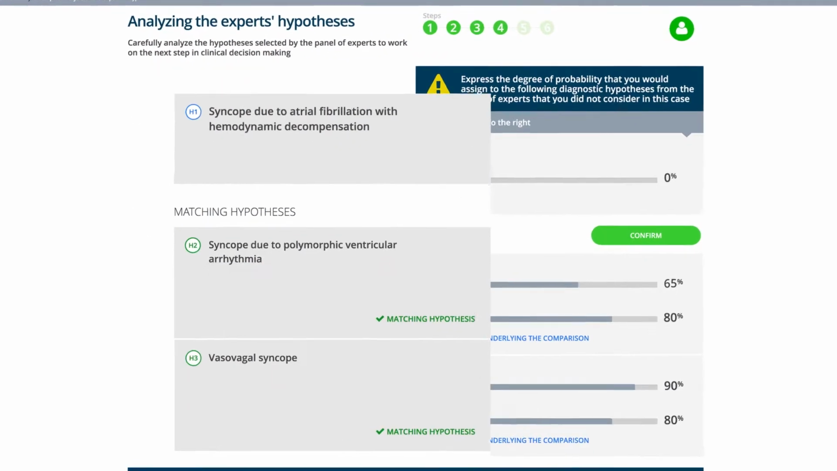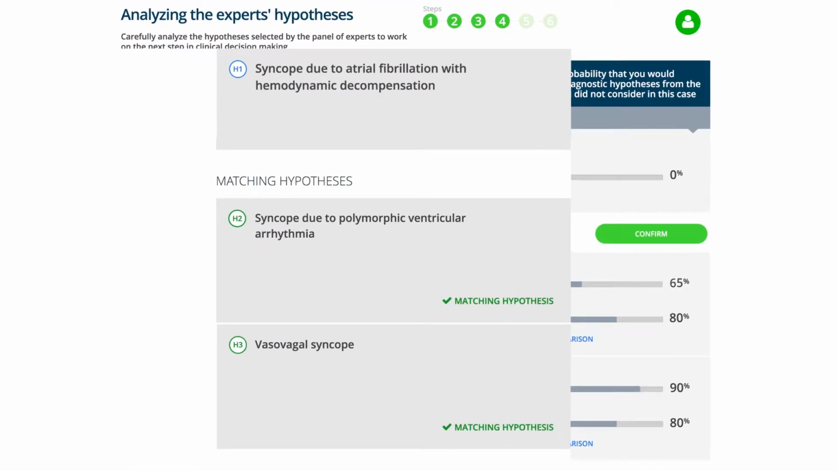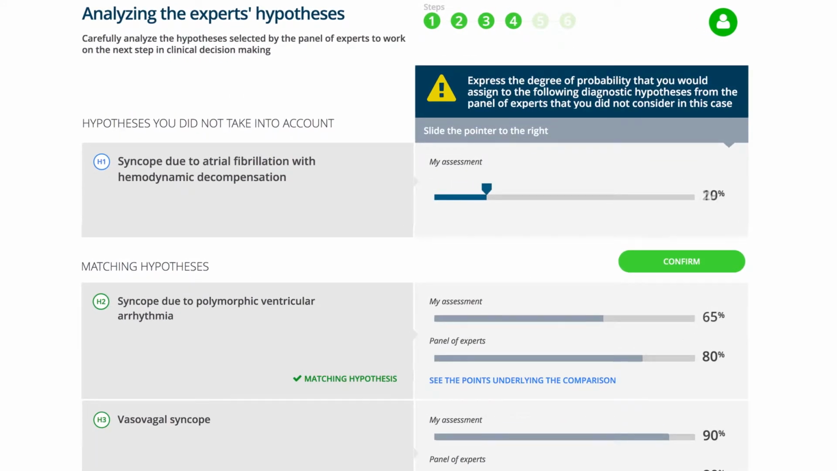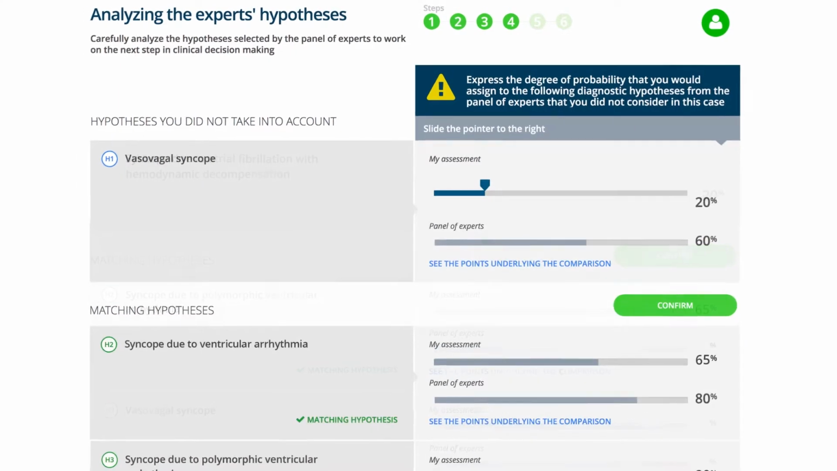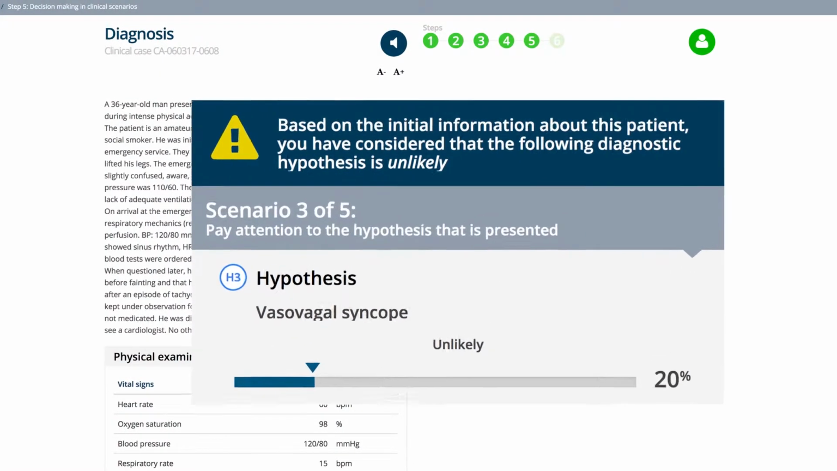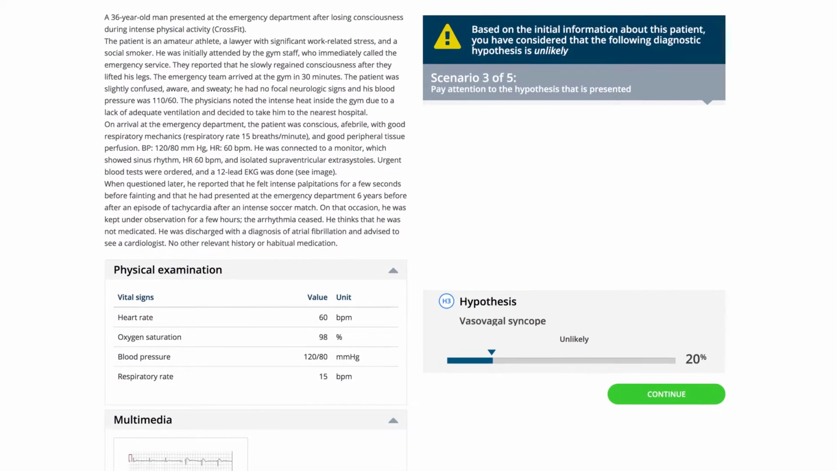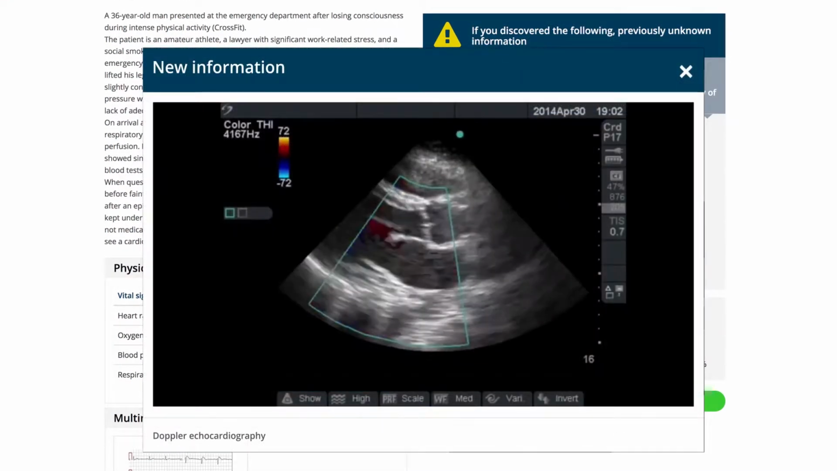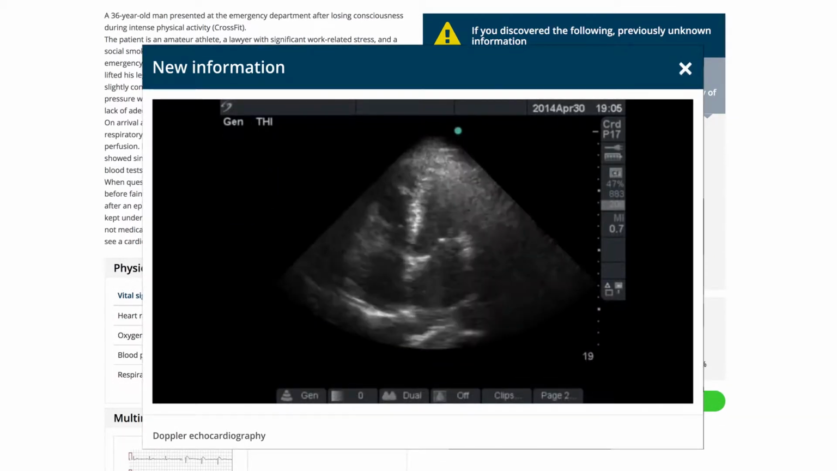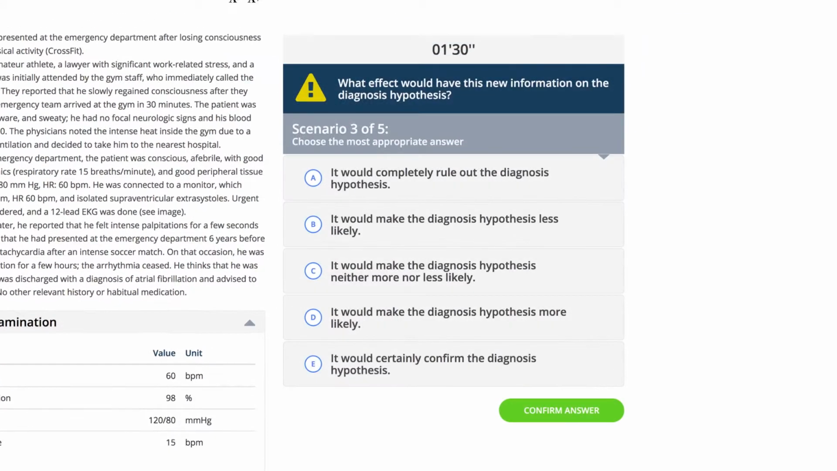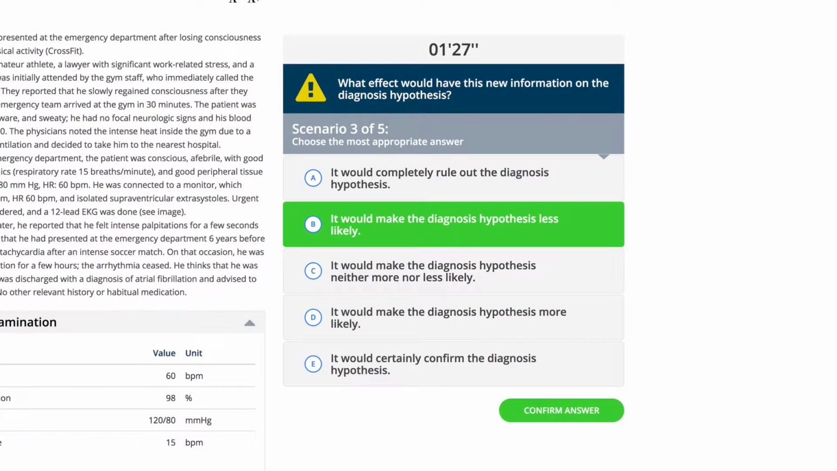Pay attention to the hypotheses selected by the panel of experts that you will work with in this clinical decision-making phase. Assign a probability to the hypotheses that you did not originally consider. The simulator will present different clinical situations for the same case. In each of these scenarios, it will show you a hypothesis and then will add new information about the patient. Your challenge will be to think out what impact the new information will have on the likelihood of the proposed hypothesis and to decide what the best response would be.